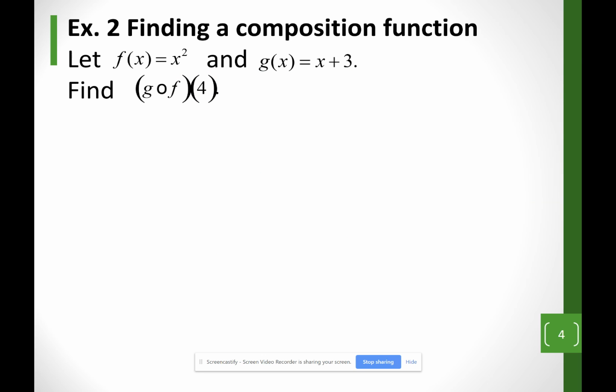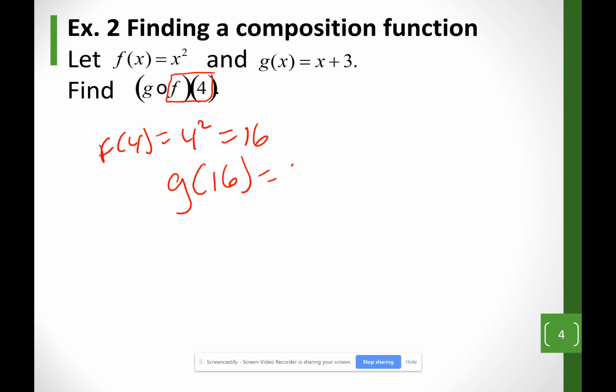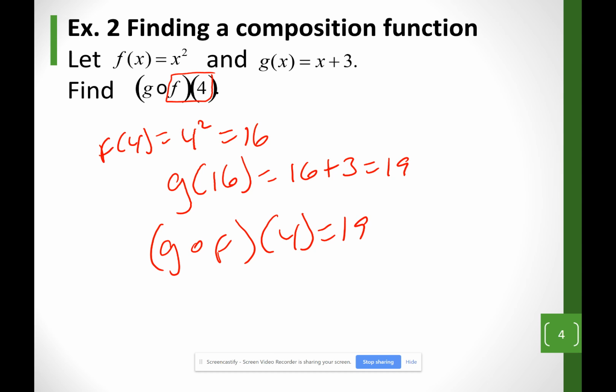Now let's take a look at what if I switch the g and the f. I'm going to use the same f and the same g, but now I'm going to start with f of 4, the center. So f of 4 is the same thing as 4 squared. I'm using the function f, and the variable is 4. So 4 squared is 16. So f of 4 is 16. Now I'm just going to do g of 16, which is 16 plus 3, better known as 19. So g of f of 4 is equal to 19.